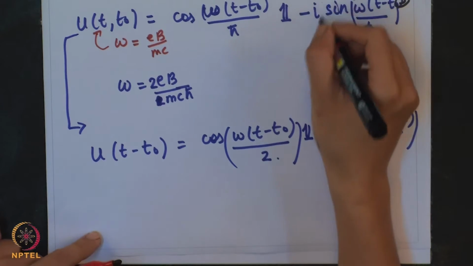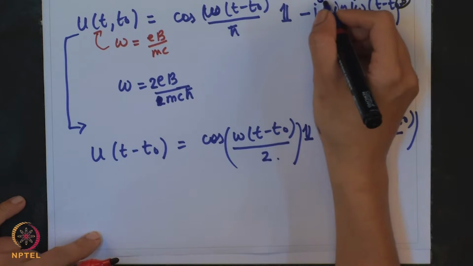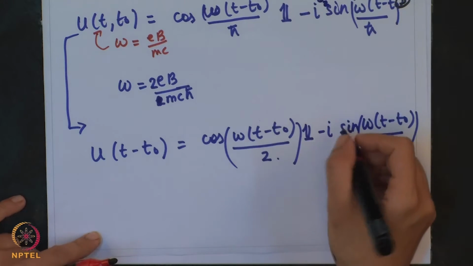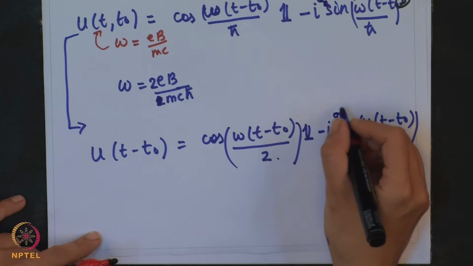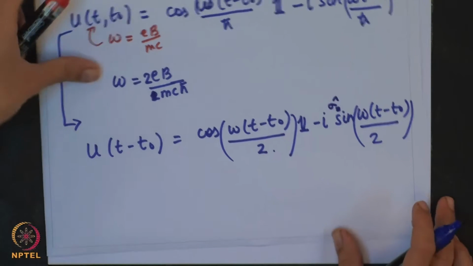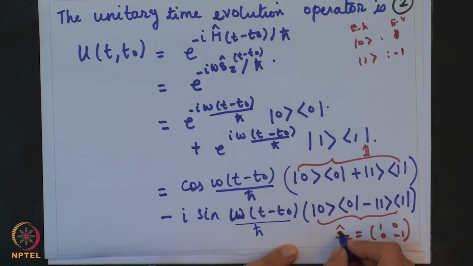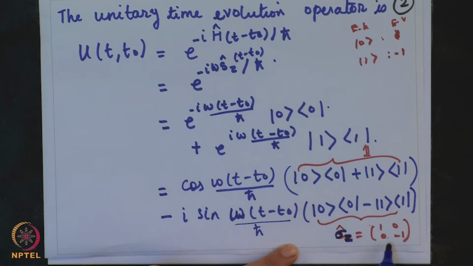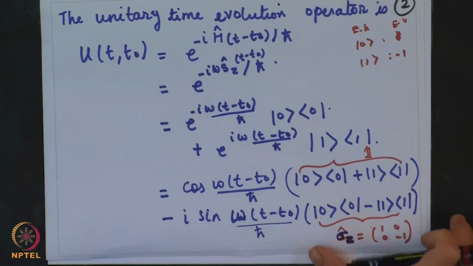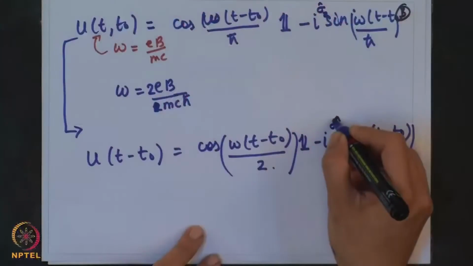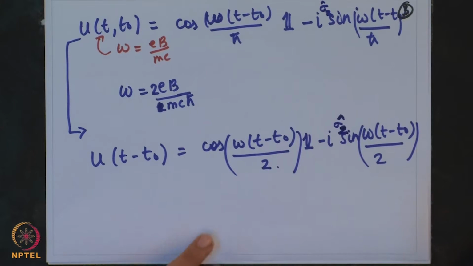Here I have to write sigma z. Here also I have a sigma z or Sz term. So, this was Sz, here this was Sz. In terms of this, this is sigma z, and this we have included in our expression over here, Sz.